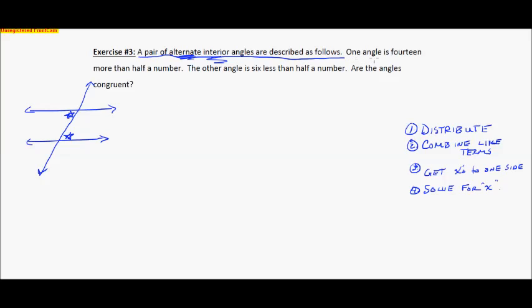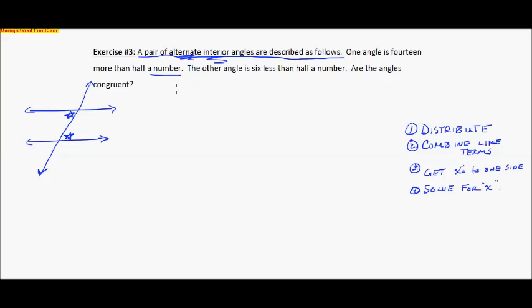Alright? And they describe them as follows. One angle is 14 more than half a number. I'm keying in on that. They say a number. What is that? I don't know, maybe that's what I'm looking for. The other angle is 6 less than half a number. Are the angles congruent?